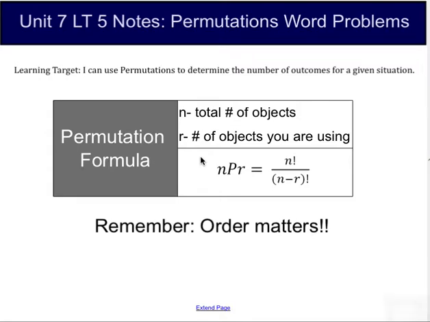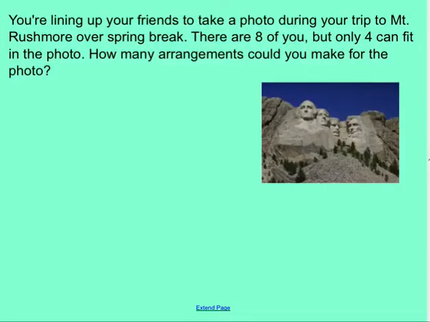Okay, so let's go ahead and take a look at that formula. Remember, N represents your total number of objects, and R represents the number of objects from that total that you are actually using. Our formula is N factorial divided by N minus R factorial. So let's take a look at number 1.